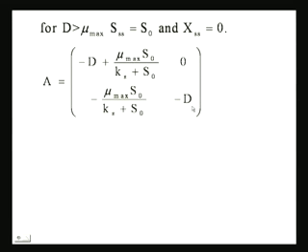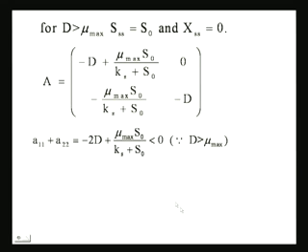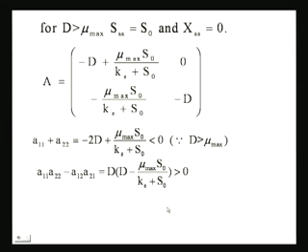On the other hand, this term turns out to be 0 when you do the algebra yourself, but I am not going into the details of this one because this is a trivial state. So, you get that A11 plus A22, when you add these two up, equals this number, which is less than 0. Why is that less than 0? Because D is greater than mu max. If D is greater than mu max, obviously 2D is greater than mu, so this number is less than 0. So this criterion is satisfied.